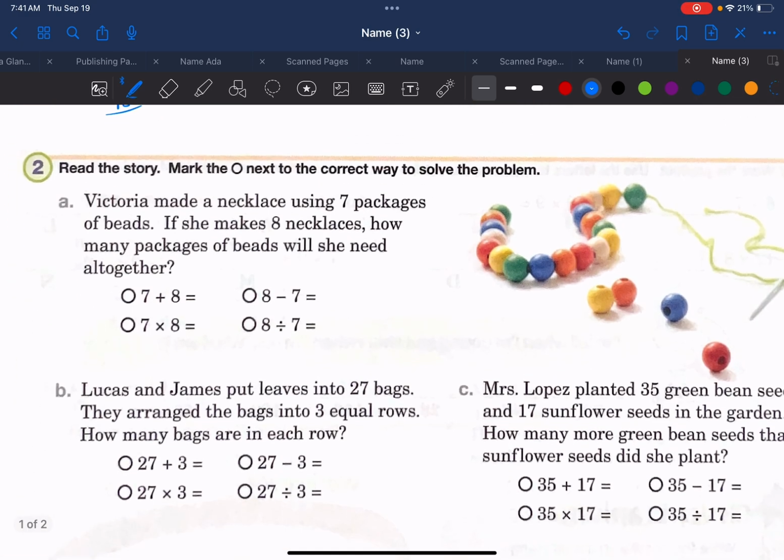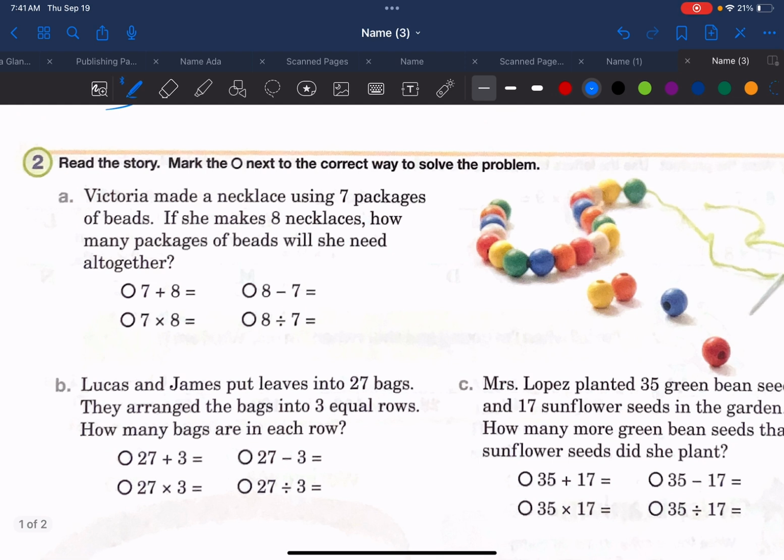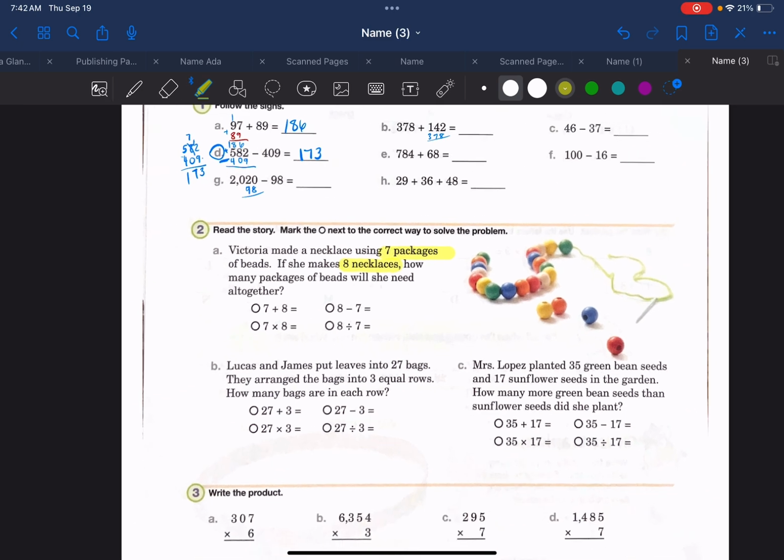All right, read the story problems. Mark the circle next to the correct way to solve the problem. It is not asking you to solve it. It is saying which one of these equations would be right. So Victoria made a necklace using 7 packages of beads. If she makes 8 necklaces, how many packages of beads will she need altogether? Okay. All right, so go ahead and do those.